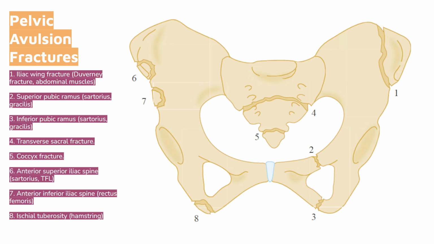Five is coccyx. Six is the ASIS, which is sartorius and tensor fasciae latae. Seven is the AIIS, which is rectus femoris. And eight is ischial tuberosity, which is the hamstring.